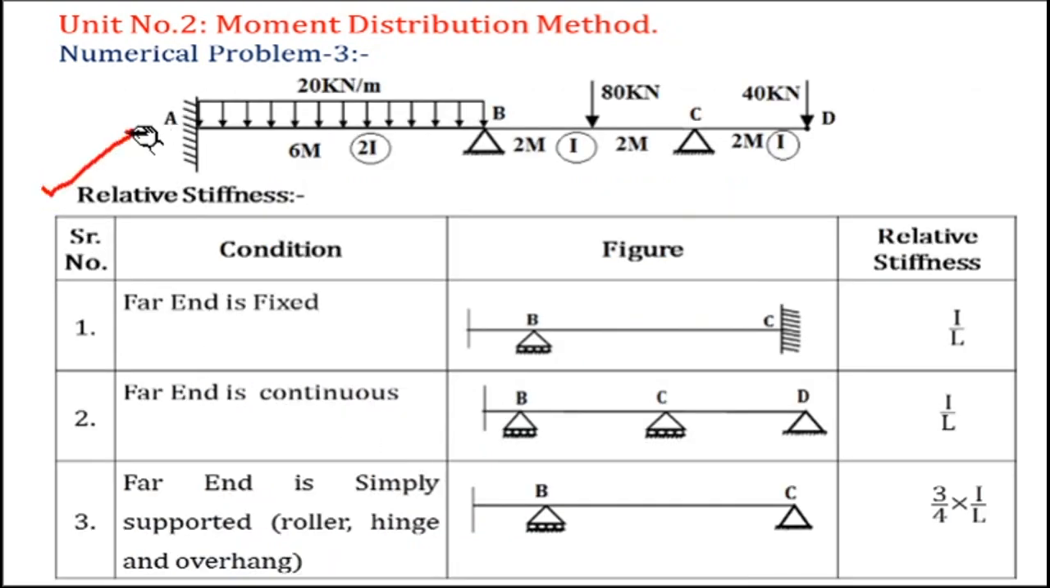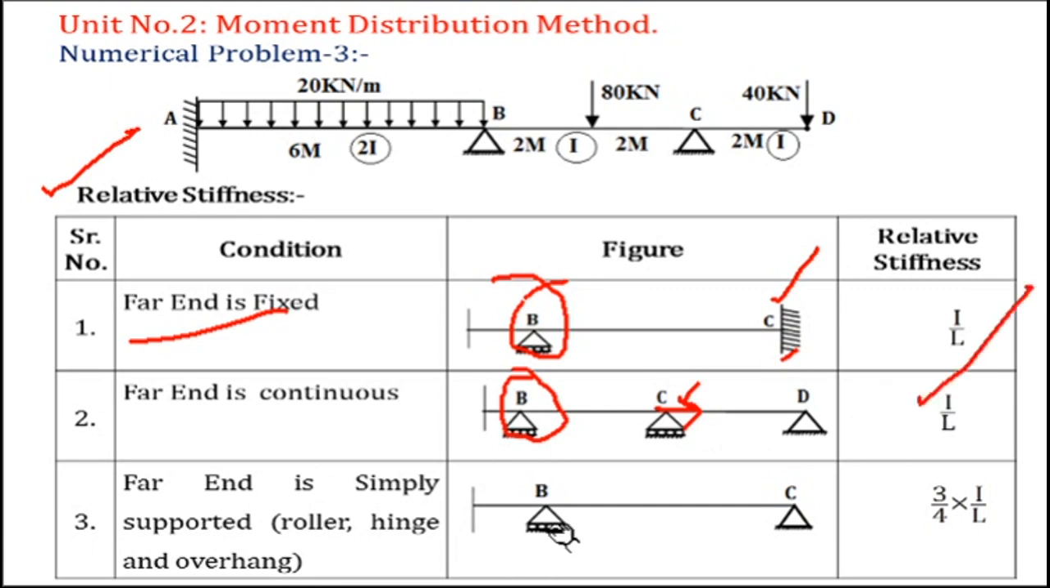Now next is relative stiffness. From this figure, I want to find out relative stiffness for the BC member. If B is the joint under consideration, far end is C, and if the far end is fixed, relative stiffness is I by L. If the far end is continuous, the relative stiffness is I by L. When the far end is simply supported, it may be roller, hinge, or overhang. So the joint is B under consideration, the member is BC, and its far end is simply supported. Relative stiffness is 3 by 4 into I by L.